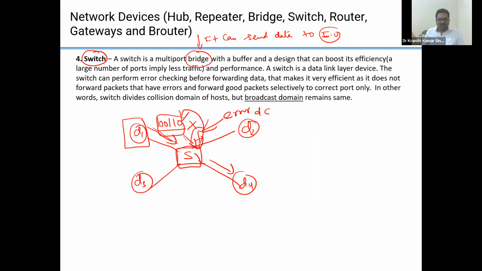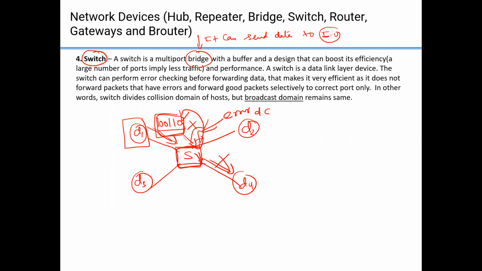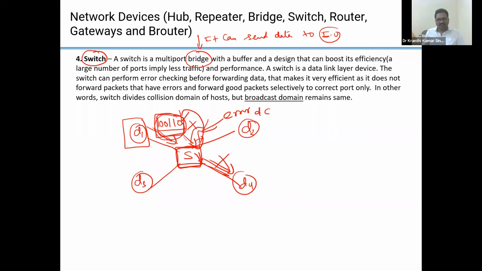If this frame is corrupted, if the frame is damaged, then the switch stops transmission of damaged packets to the destination. Is it an advantage or disadvantage? Advantage, right, because in this scenario the entire packet is lost, or that particular frame was damaged. So what is the purpose of sending a damaged packet through this network?